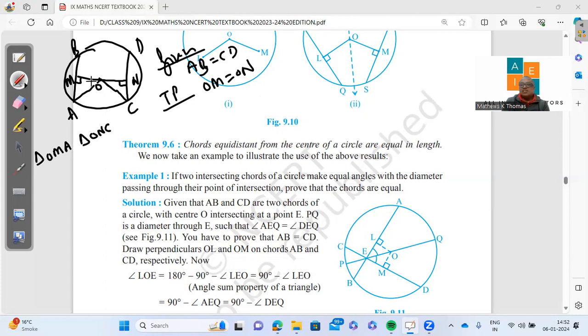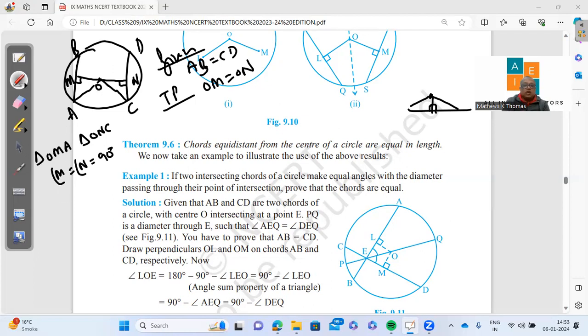So this is the distance. Distance is always the shortest distance. The shortest distance is always a perpendicular. That's why I made this 90. So when I say the distance of AB from the center, that is a perpendicular line. Distance of CD from O, this is ON, that is a perpendicular line. So first condition, we can say that angles M and N are 90.